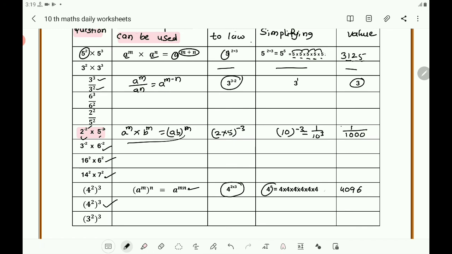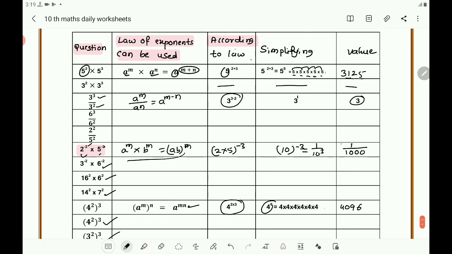Similarly, use the same law for these two also. 4 power 2 into 3, 3 power 2 into 3, that is 3 power 6. In this way, find the values.